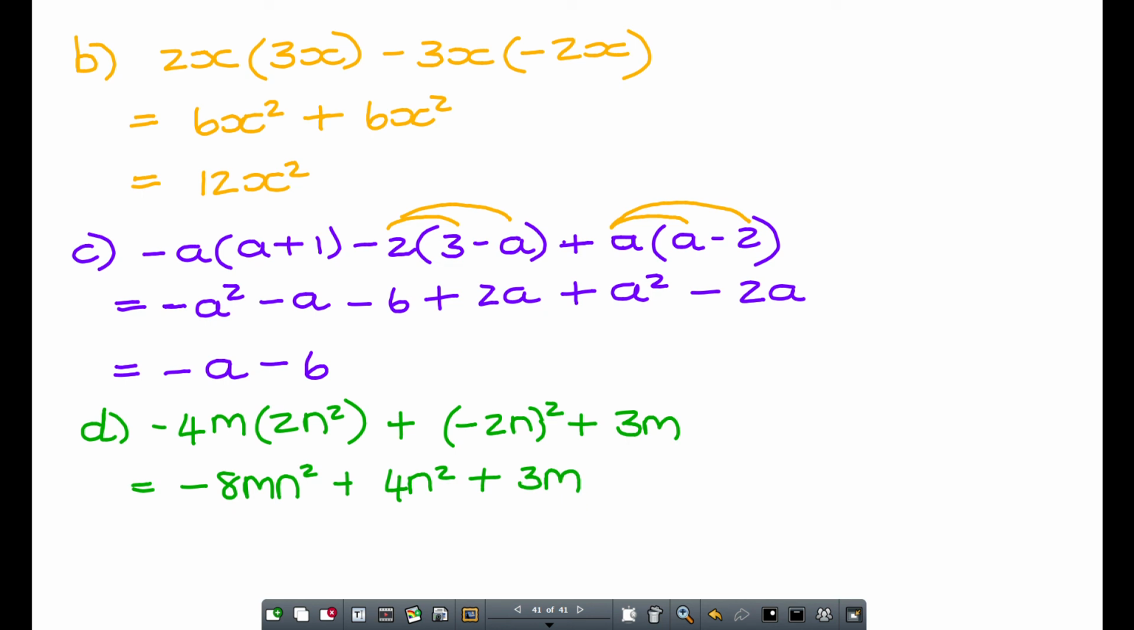Did I copy it down wrong? It feels like there's something missing here. Oh, it's divided. That's why. Mine looks like an addition.